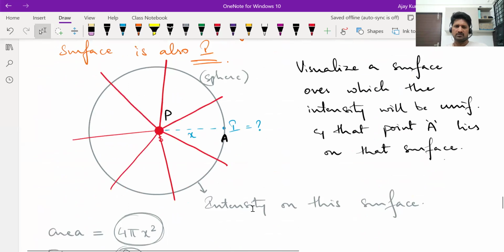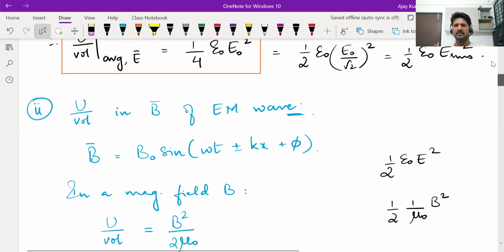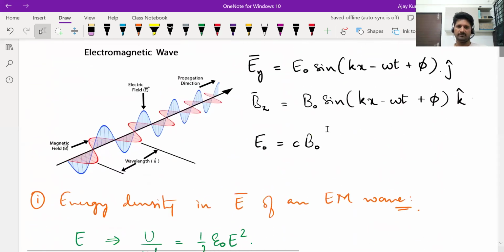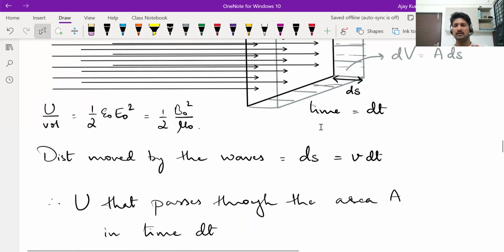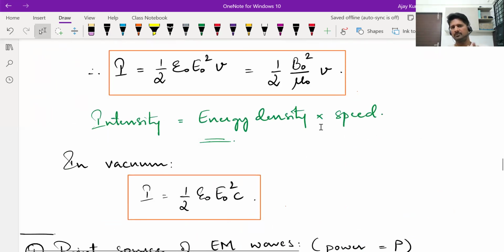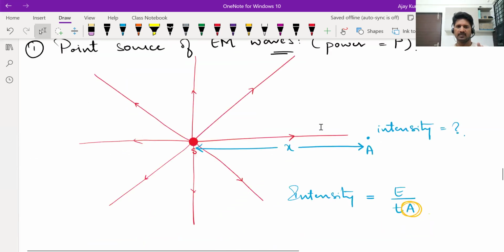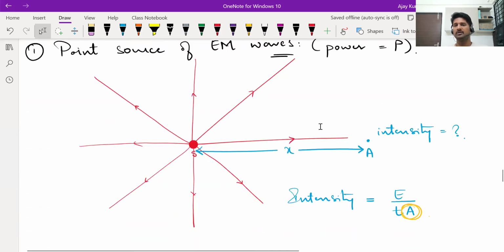I'll send you the notes. Just go through these two problems. So what have we discussed today? First, we derived an expression for energy density in an EM wave. After that, we talked about intensity and derived an expression for the intensity of an EM wave: half epsilon naught E naught square multiplied with the speed with which it is traveling. So energy density into speed becomes intensity. If you know the electric field, that is how you calculate intensity. Then we solved two problems where the power emitted by a source was given, and based on that, we calculated intensity.